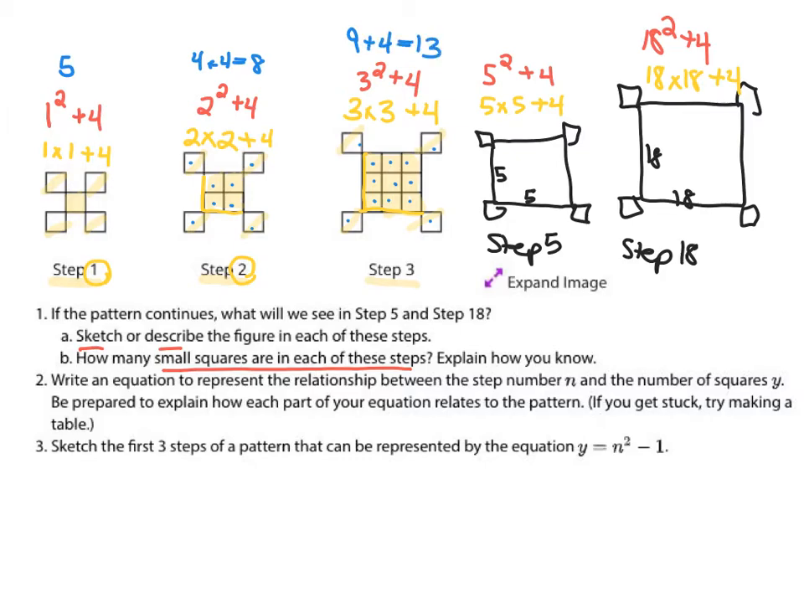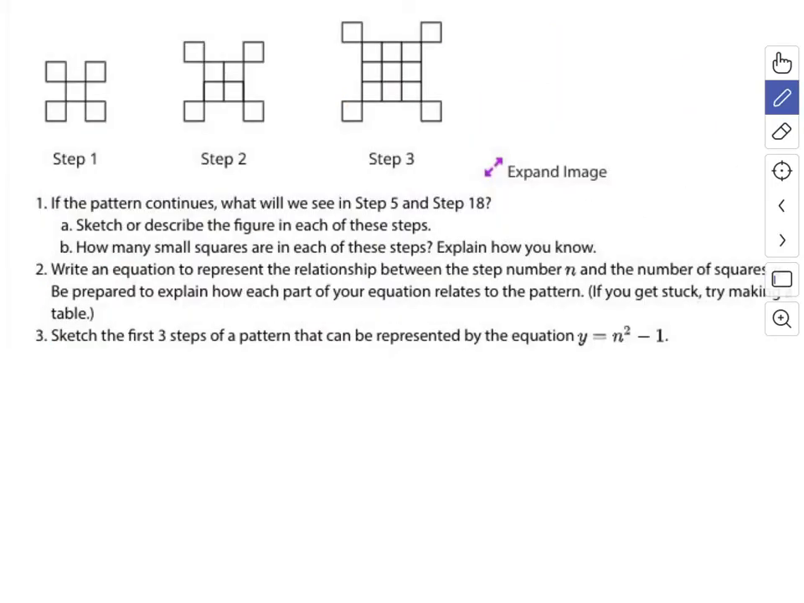Because I can't count all my squares. Too much work. I'd have 29 squares there. 18 squared, I don't have memorized, is 324. Plus 4 is 328 squares. Pretty cool. All right, so I need a new slide for 2 and 3. I'll be right back. All right, moving on.